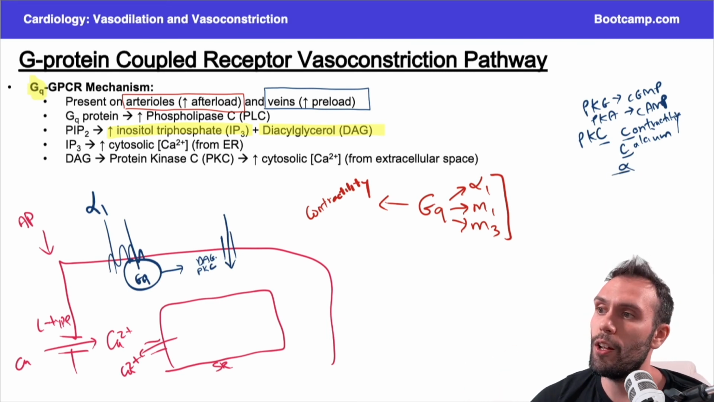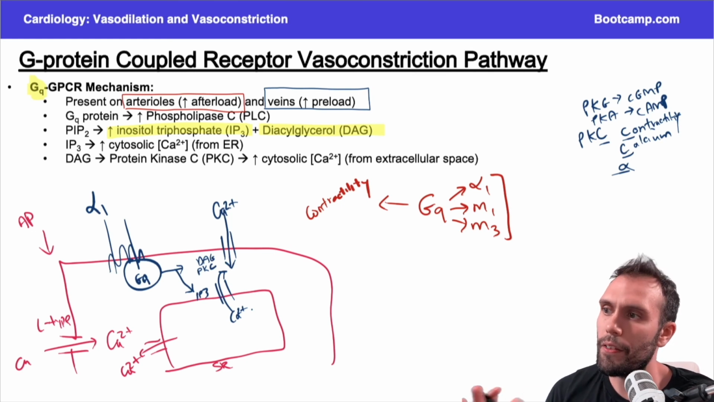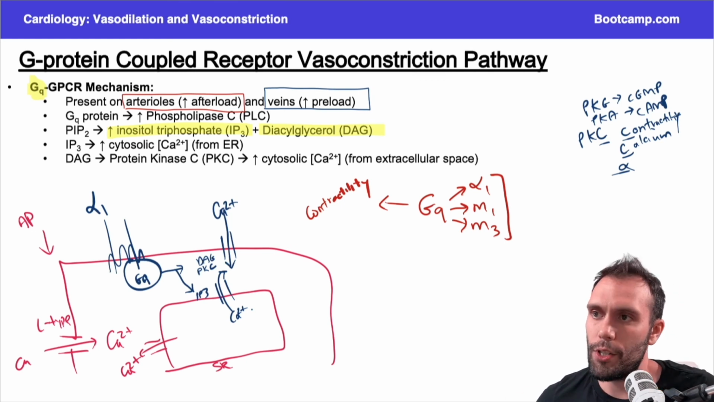So the diacylglycerol and the protein kinase C will allow calcium to come in from the extracellular space. Okay, and then the IP3 is going to be down here, right? The IP3 is going to allow calcium to come in from the sarcoplasmic reticulum. So the Gq protein process is essentially potentiating this contraction by allowing even more calcium to come in. Okay, and alpha-1 is a very classic receptor that's associated with the Gq pathway.